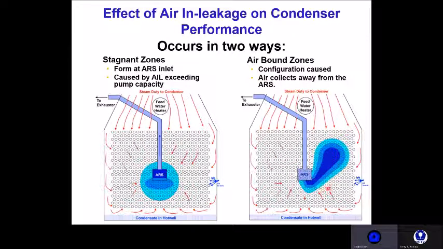The other type of air storage is called an air-bound zone. It has all the same negative effects, but it is caused by condenser design or configuration. These zones are always present, even with minimal air and leakage. Not all condenser designs have air-bound zones, but most of the condensers I have instrumented and analyzed do.